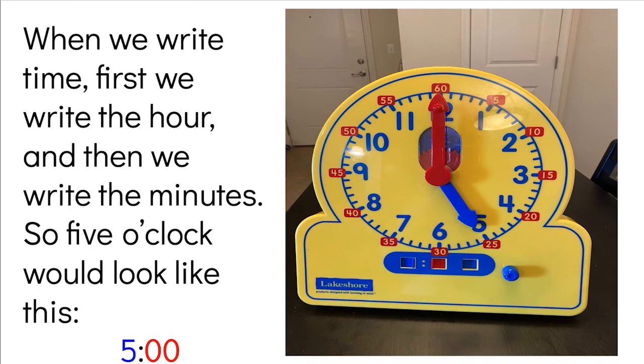When we're writing the time, first we write the hour, then we have a colon, then we write the minutes. So this is what 5 o'clock would look like. My blue represents the hour, and my red represents the minutes.